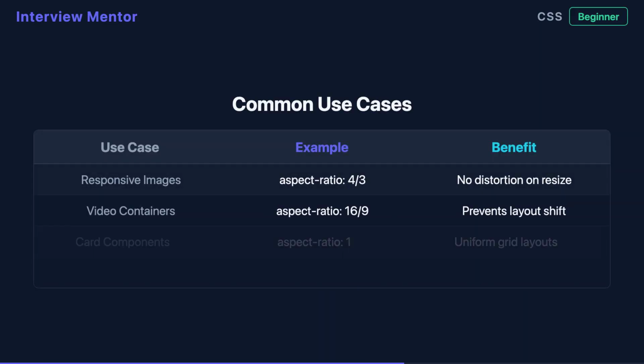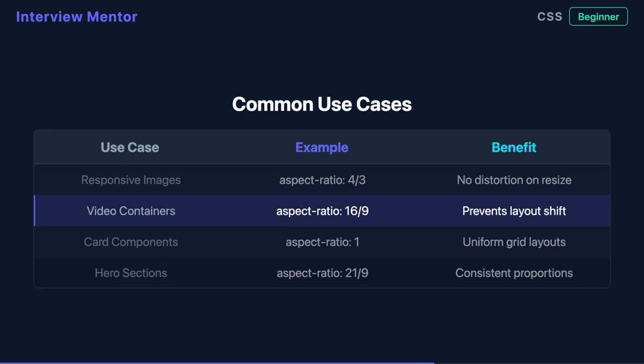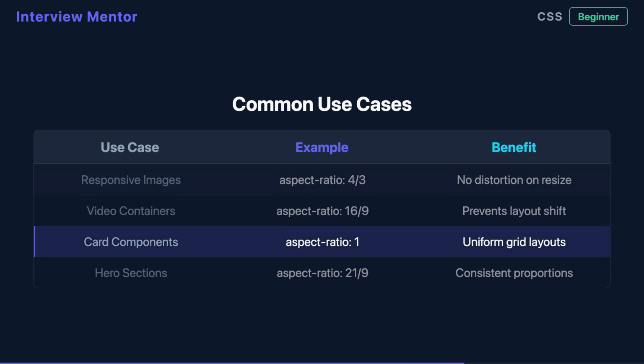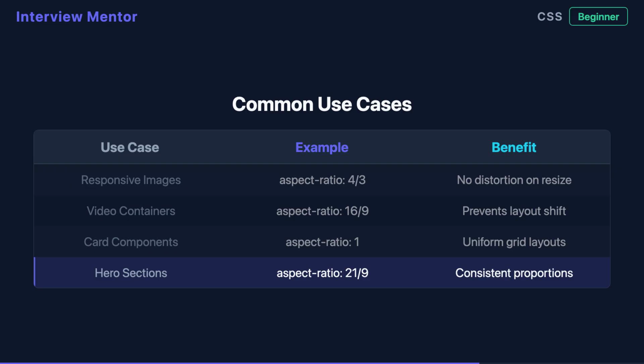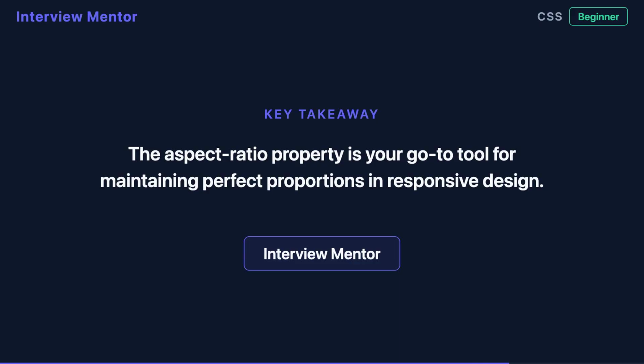You'll use this constantly for responsive images that don't distort, video containers that prevent layout shift, card components that stay uniform, and grid items that maintain consistent proportions. It's a game changer for modern responsive design. The aspect ratio property is your go-to tool for maintaining perfect proportions in responsive design. Practice this in your next project and watch your layout stay beautiful at any size.